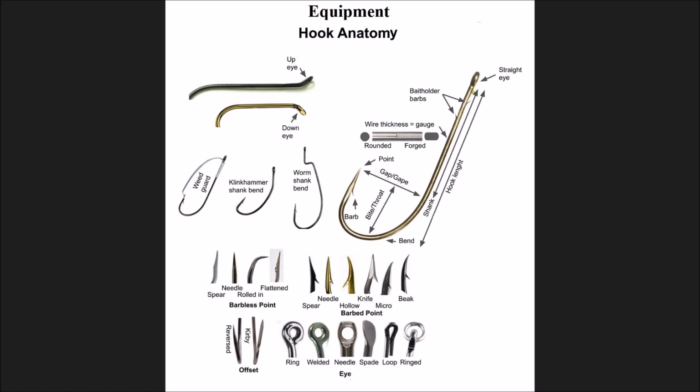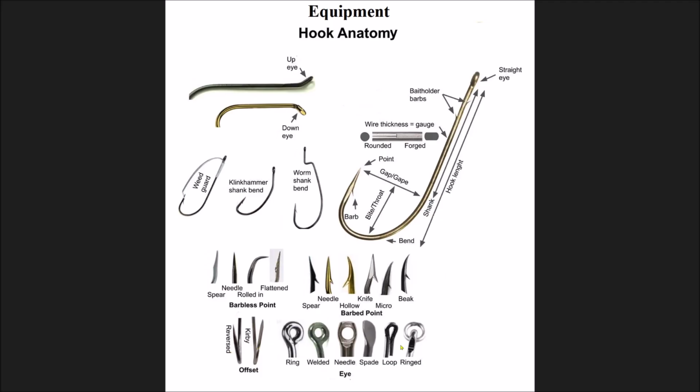You have a straight eye where it extends straight forward. You have an upturned eye and a downturned eye. All right, weed guards. This is a Kink Hammer shank. You'll notice it's bent and wonky. A worm shank. This is basically for rubber worms and stuff. Brings the worm up and around to hold it into place. These are all of your tips.